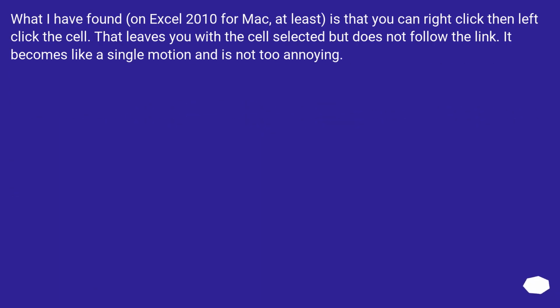What I have found, on Excel 2010 for Mac at least, is that you can right-click then left-click the cell. That leaves you with the cell selected but does not follow the link. It becomes like a single motion and is not too annoying.